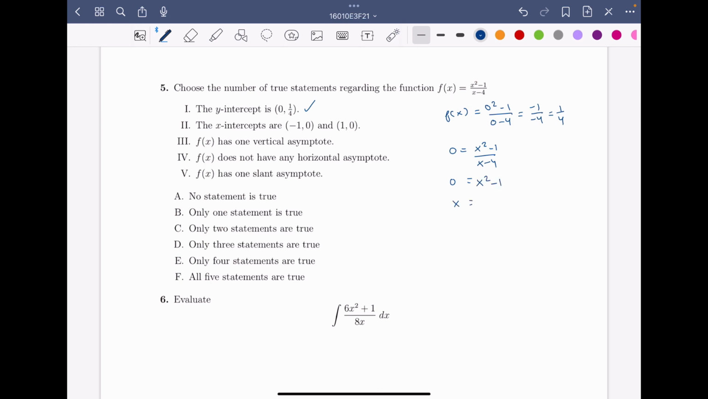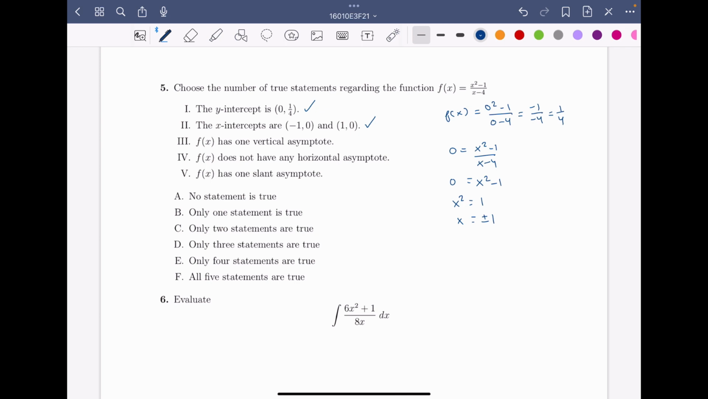And then x squared equals 1, and then x equals plus or minus 1. That says that our x-intercepts occur at negative 1 and positive 1, which is what statement 2 says. Okay, number 3, f of x has one vertical asymptote.